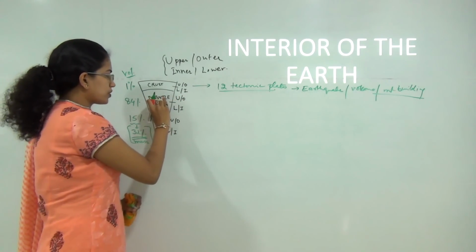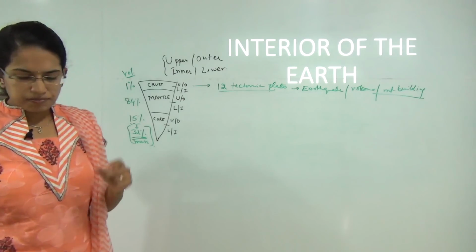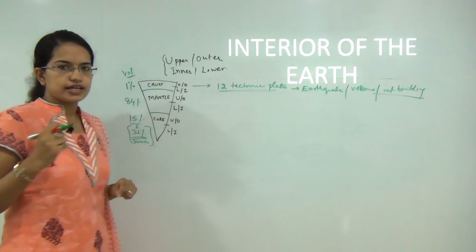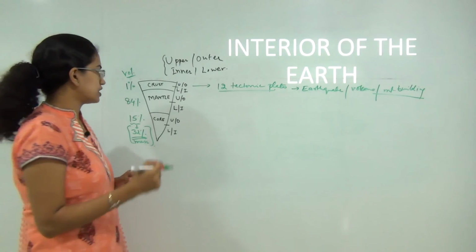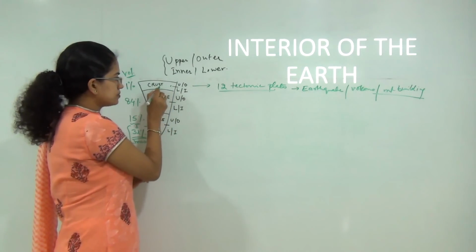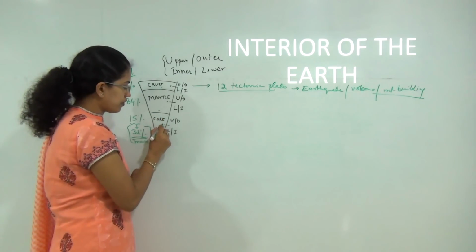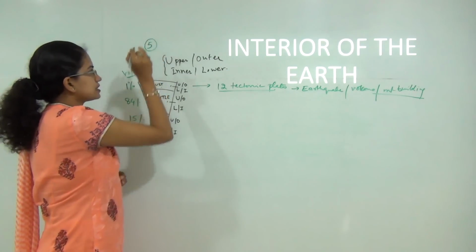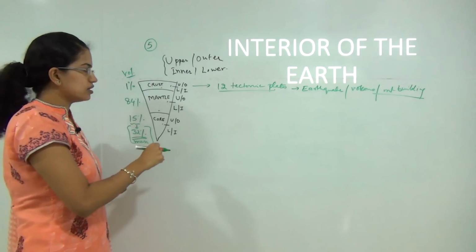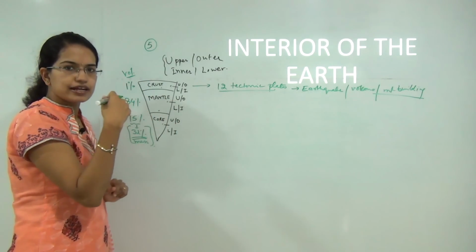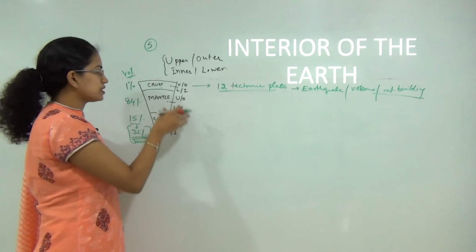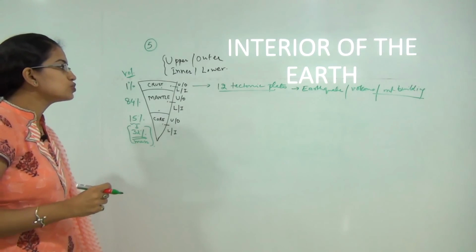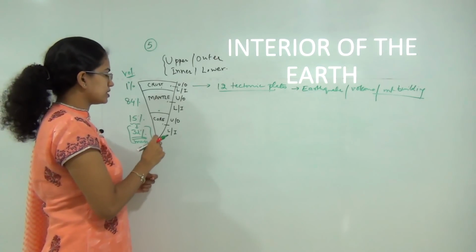Now let's come on to the mantle. Between crust and mantle, and between all these inner and outer layers, there is a series of discontinuities. There are 5 major discontinuities that exist in the interior of the earth. We will be understanding a trick to remember these 5 discontinuities and the order in which they come, as that is commonly asked in examinations.